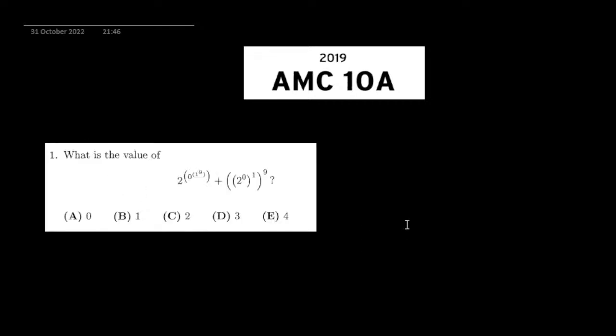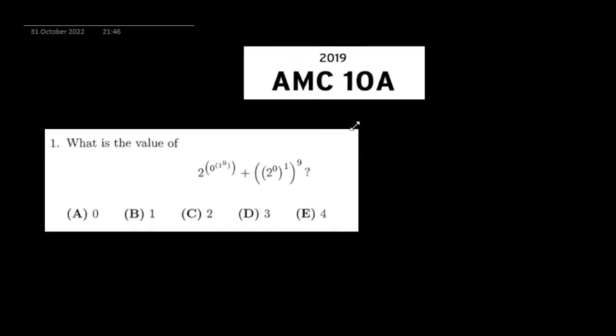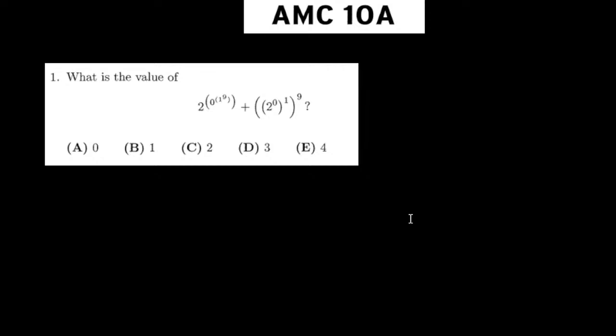The first question in front of you is: what is the value of 2 power 0 power 1 power 9 plus 2 power 0 the whole power 1 the whole power 9? Here, first of all, you must understand the concept of powers. Here we have 2 power, now the power is 0 the whole power 1 upon 9. So you can start bracket by bracket.